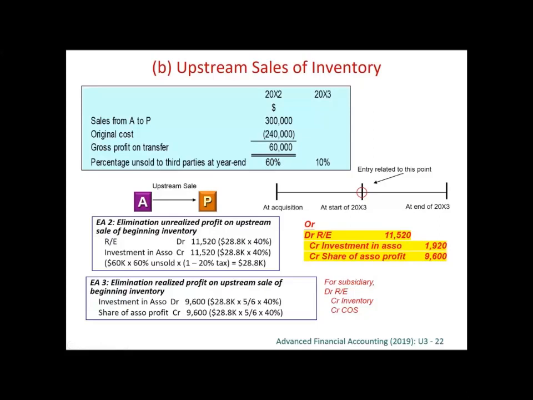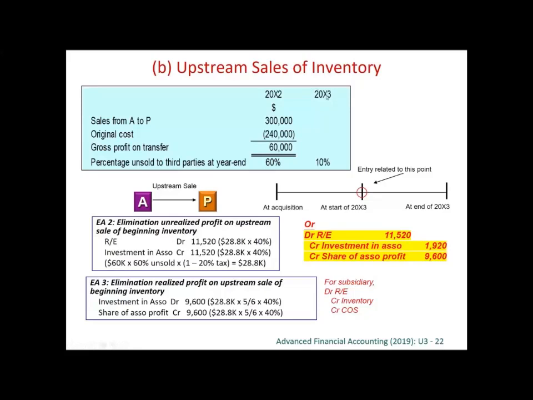If this is a subsidiary, we credit inventory. This is not a subsidiary. We don't credit inventory. We credit investment in associate. So this equity accounting entry 2 simply repeats what we have done last year.